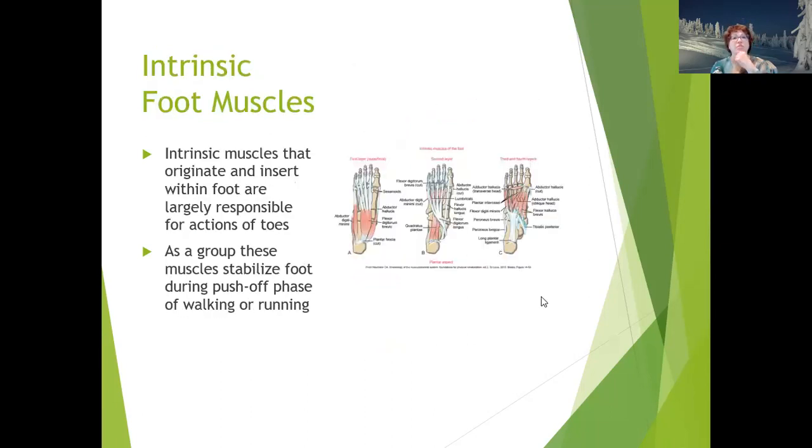The intrinsic foot muscles originate and insert within the foot, so they don't cross the ankle. And they're largely responsible for the actions of toes. So if you're doing towel scrunchies with the toes, you're working on the intrinsic muscles of the foot. As a group, the muscles stabilize the foot, and mostly during the push-off phase of walking or running. So they're little muscles, and they have that strong action on the toes. I don't expect you to know either their names or their origins and insertions, just that they exist.